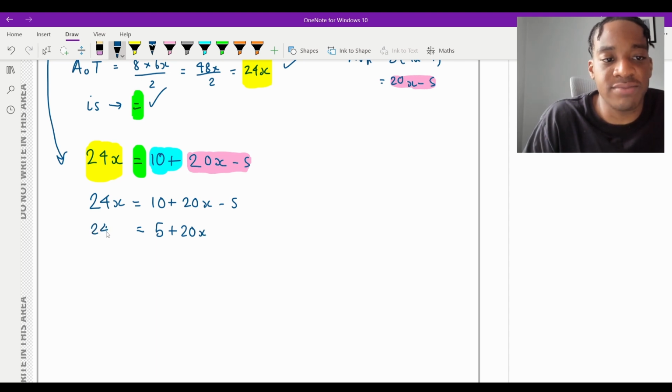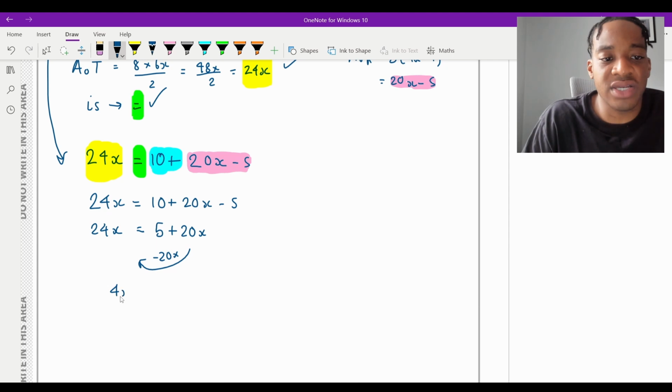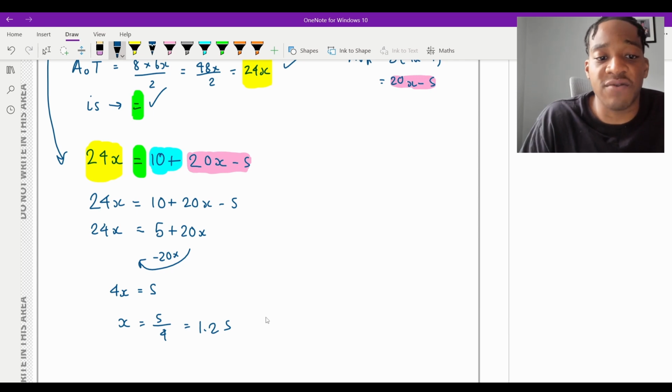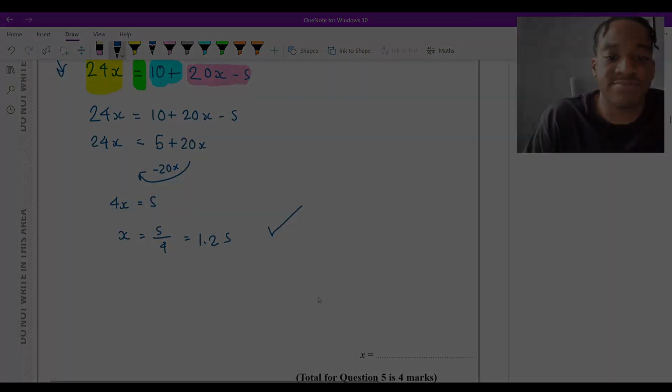And I've got 24 here. Now we need to get x. I'm going to move this 20x over to the left. So if I minus 20x on this side, that will just give me 4x is equal to 5, isn't it? And now to get x, we just divide by 4. So it's just going to be 5 divided by 4, which is equal to 1.25, isn't it? So x is just 1.25. And that's it. And that will give you how many marks? That will give you 4 marks.